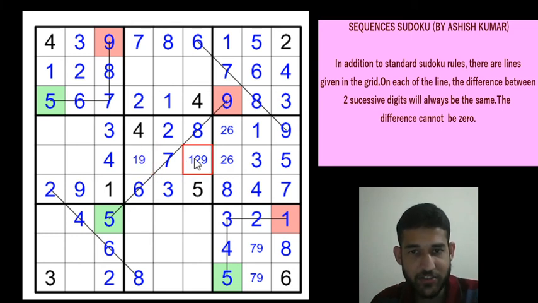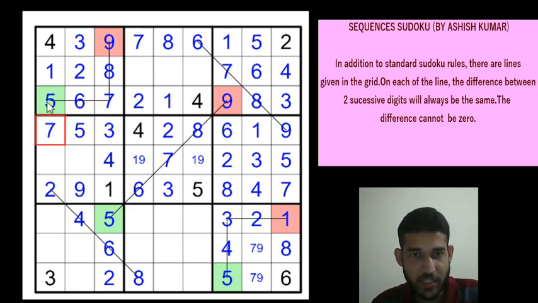This is a fantastic Sudoku, guys. So because of this 2, you get a 2 here and a 6 here. And 5 and 7 have to be filled. So this is a 5, this is a 7. And now 6 and 8, 6 is here. So this is 6 and this is 8.